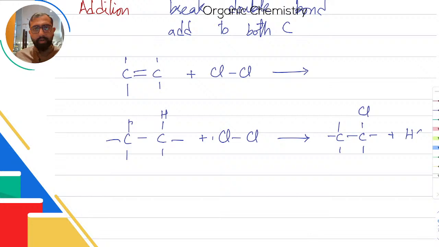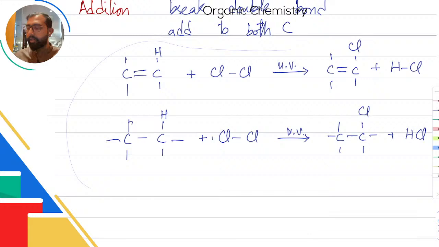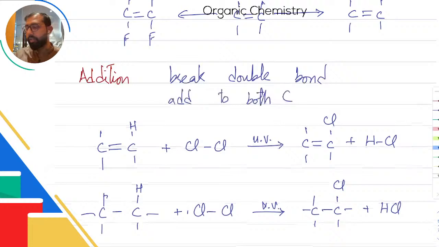Right? Let's try substitution on the other one. Let's say I just substitute this hydrogen. So now I'm going to get this same thing, but chlorine here and HCl here. Substitution, straightforward. I need ultraviolet light. This is substitution. None of it is addition. All right, so let me just delete that.